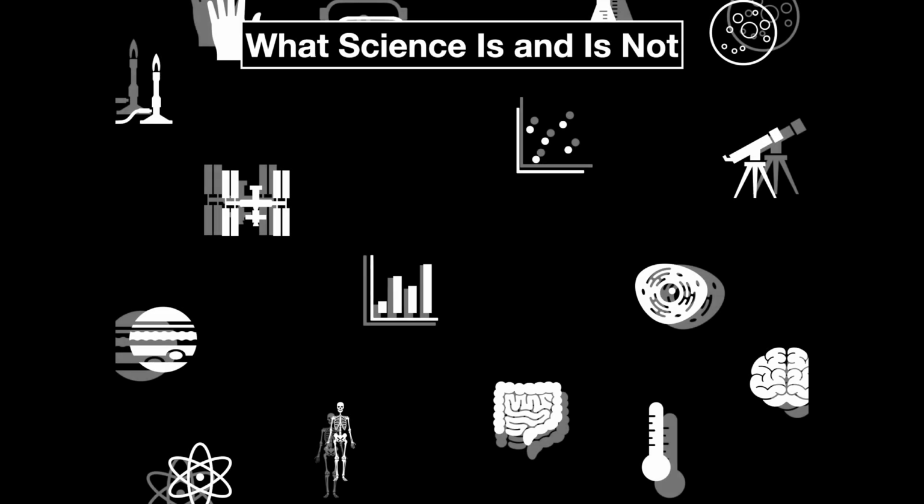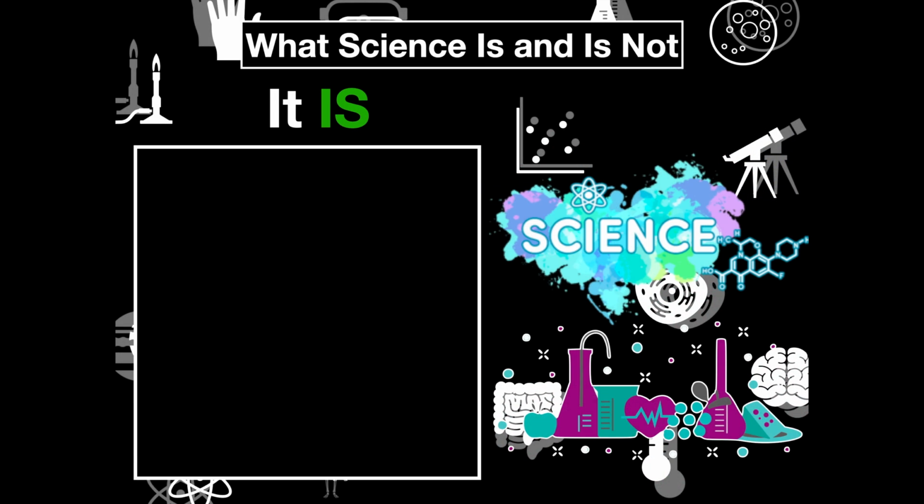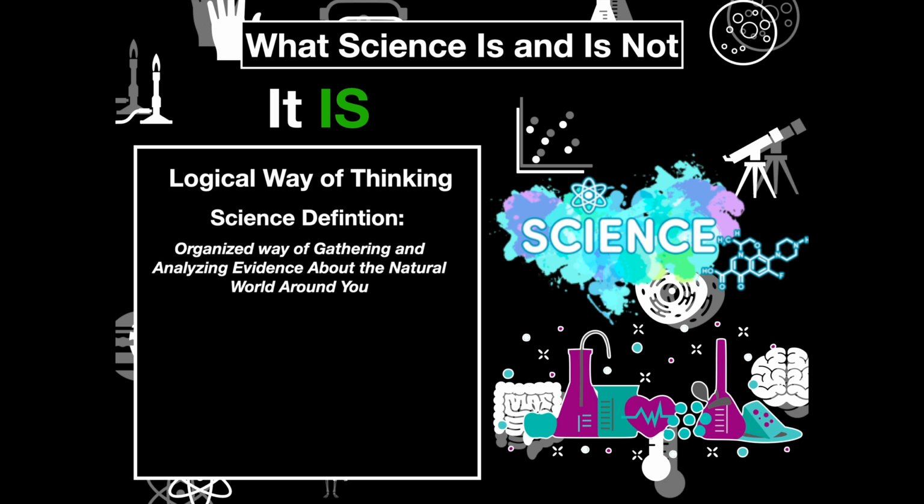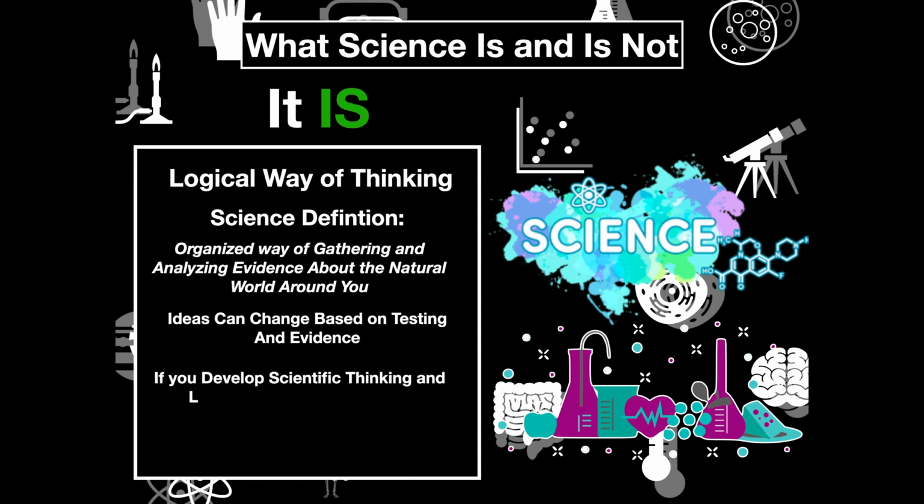So what is the scientific method, and what is science? Well, all it is is a logical way of thinking. This definition of science is an organization or a way of gathering and analyzing evidence about the natural world around you, and we can change the ideas based on testing and evidence. So if you develop scientific thinking, you're using logical reasoning skills and understand all aspects of the world around you.